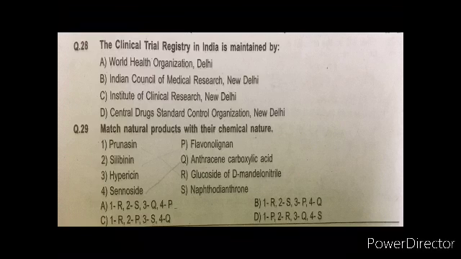Number 29 is, match the natural product with the chemical natures. We have pronazine, silibinine, hypericin, and sennosides. So we can say pronazine is glucoside of D-mandelonitrile. Silibinine is flavonolignan. Hypericin is naphthodianthrone, and sennoside is the anthraquinone carboxylic acid.